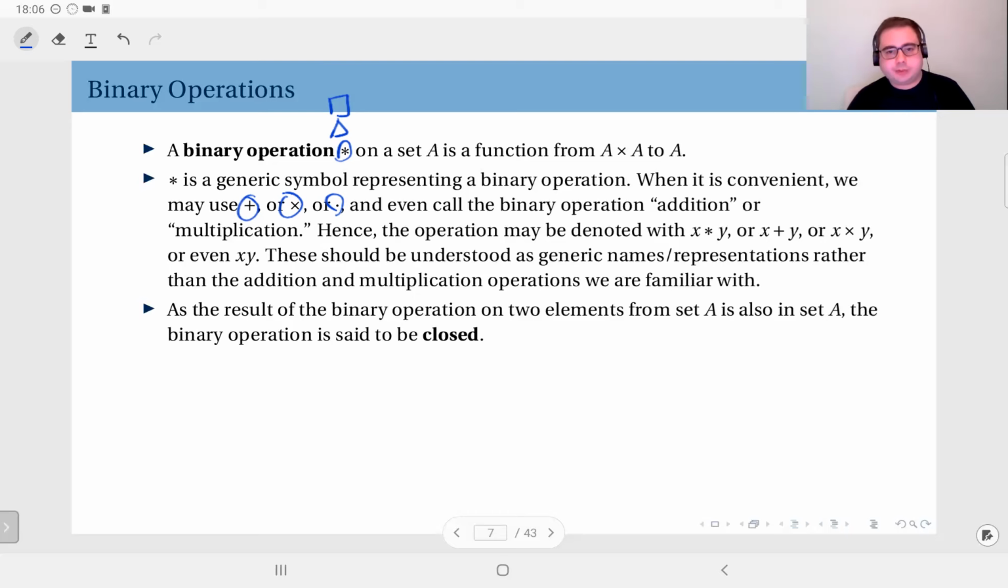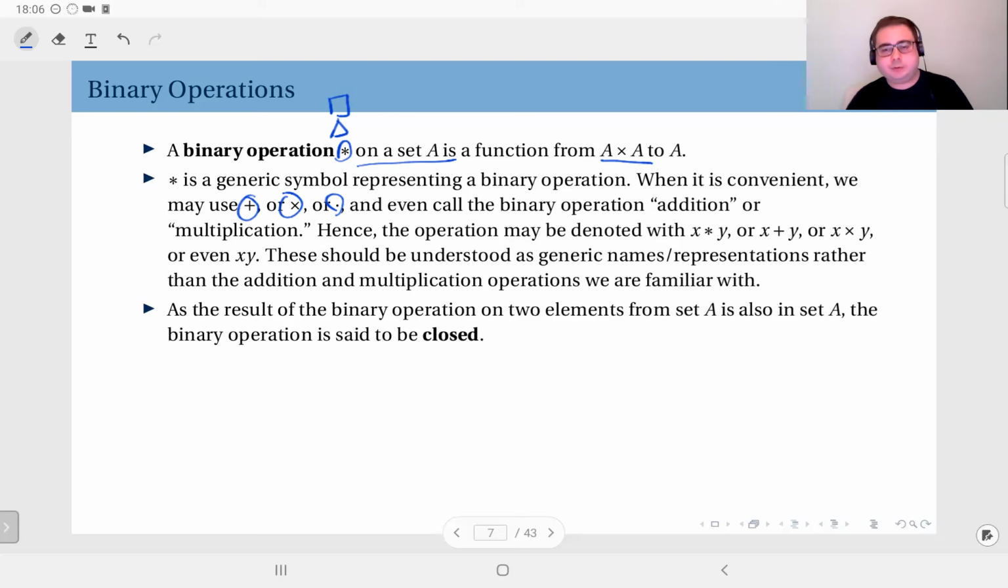And what's a binary operation? It's essentially a function. A binary operation on a set A is a function from the Cartesian product of A with itself to A. So essentially what this means is you have a function accepting ordered pairs from the Cartesian product of A with itself and produces another element again in A. Okay, that's what a binary operation is.